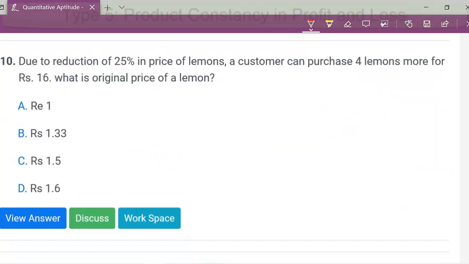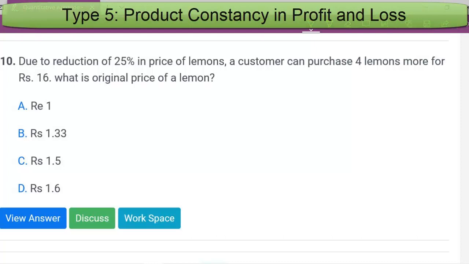So here we have another type of question. Due to reduction of 25% in price of lemons, a customer can purchase 4 lemons more for rupees 16. So what is the original price of a lemon? Such questions are known as the questions on product constancy. So we can write like price into consumption is equal to expenditure.